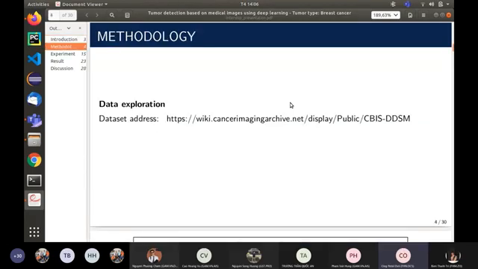And now the methodology that we use. So first of all, we had a data set. That data set is reachable through the link that I shared with you.